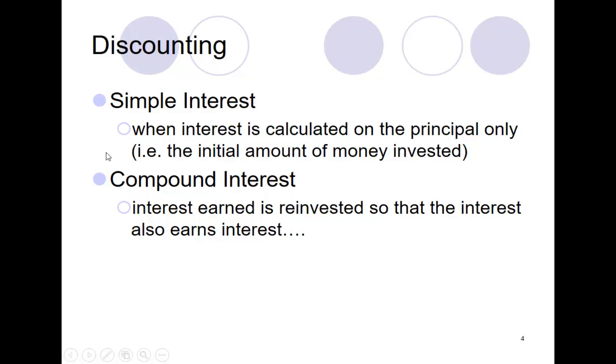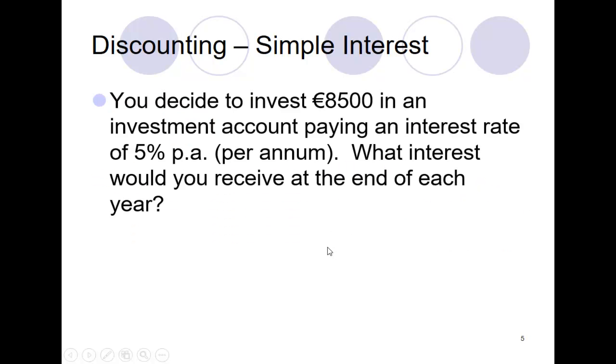Okay, so simple interest is when interest is calculated on the principal only, i.e. the amount of money you invested at the beginning. So if you invest money over a 5-year period, you're only getting interest on the money you invested in the beginning. You're not getting interest on the interest itself. Compound interest is where the interest itself is reinvested and you don't take it out, and the interest also earns interest, and we'll take a look at that.